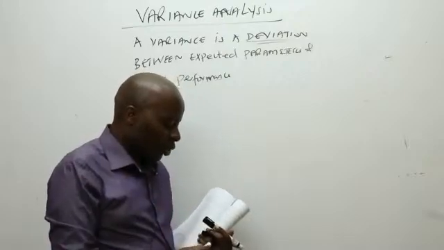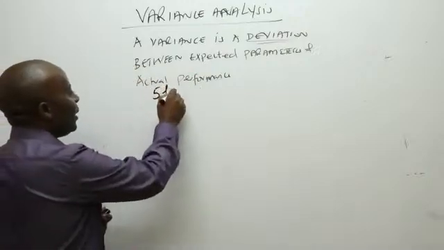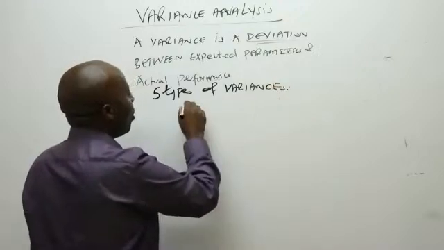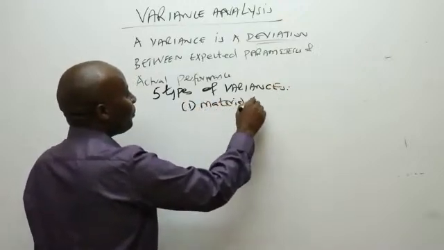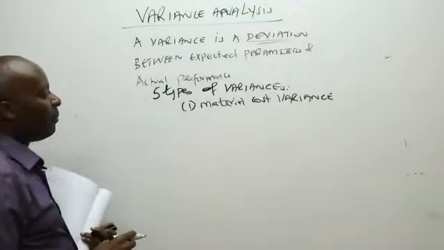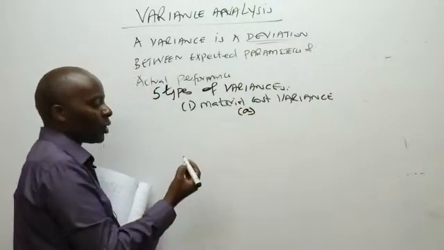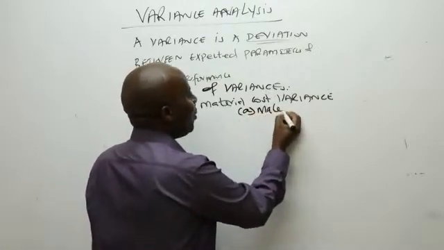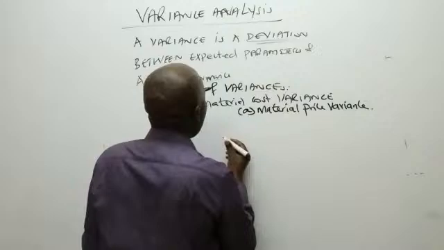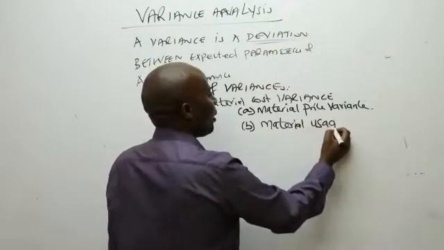Ladies and gentlemen, we have 5 types of variances. We have the material cost variance, and the material cost variance has 2 components: A, the material price variance, and B, the materials usage variance.